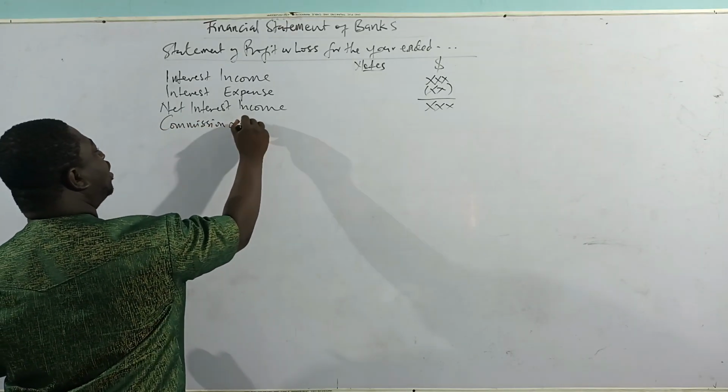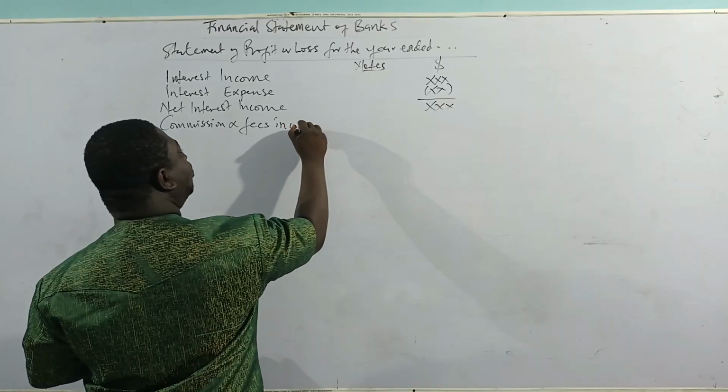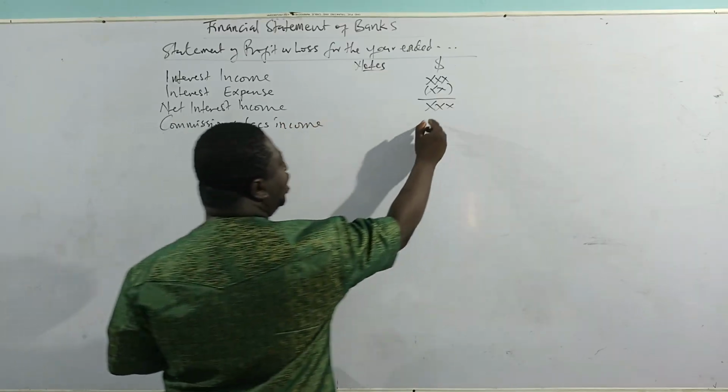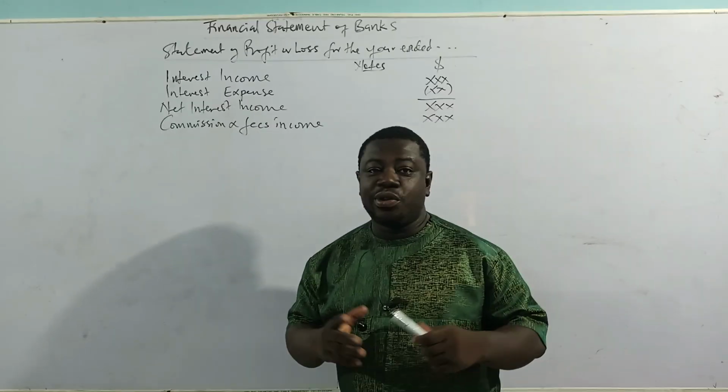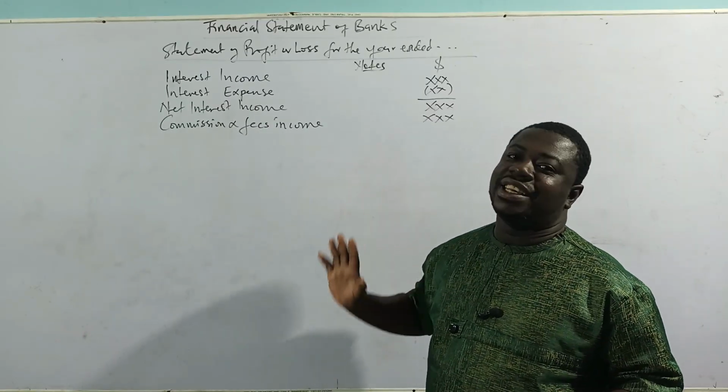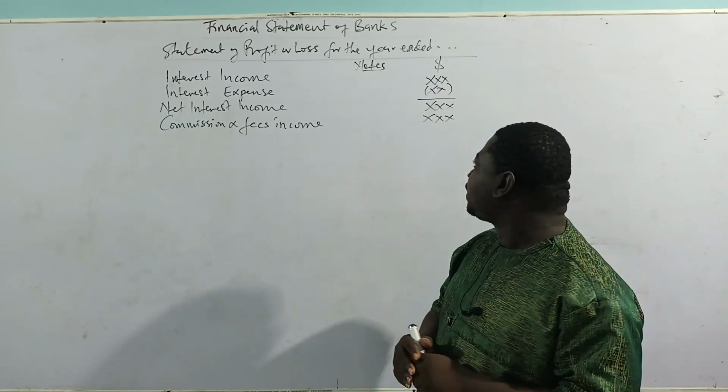So commission and fees income. Details of that will also be in the notes. So we add the commission and fees income. I know some of you are new to financial statements of banks, and I want you to appreciate it.